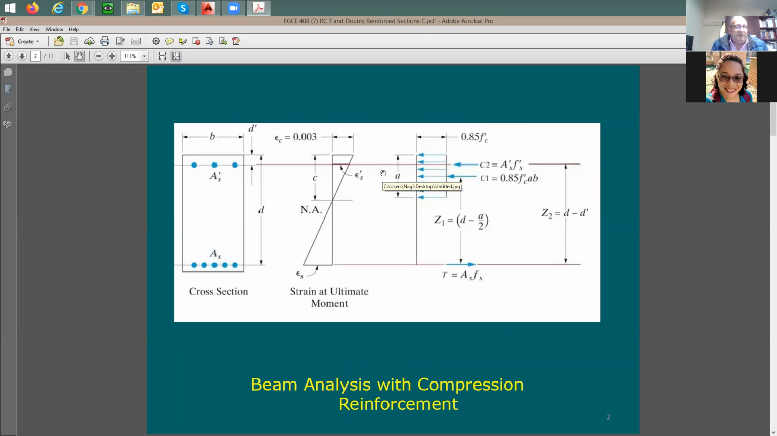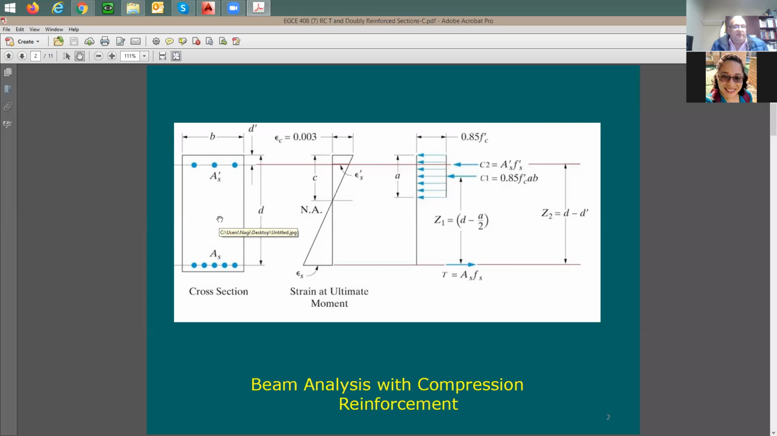The symbols that we're going to be using here are AS for the tension steel, and once you see this prime, AS prime, it means it's giving the compression side. For example, tension steel AS, depth to tension steel is going to be D. Compression steel AS prime, depth to compression steel is going to be D prime. Now, in this case, it's going to be kind of similar to the T section.